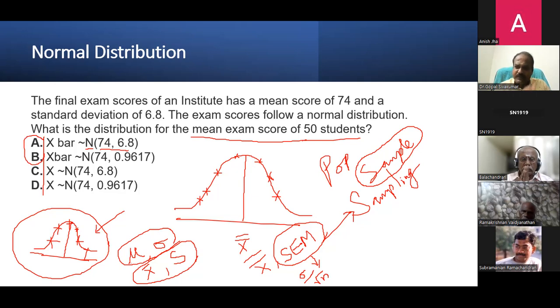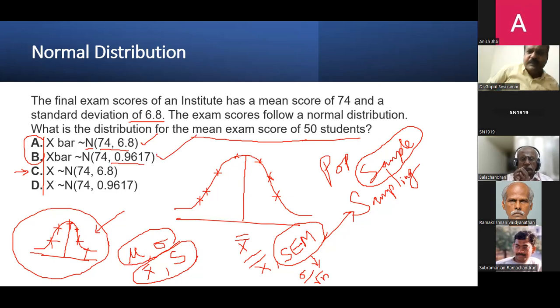Because there only x bar is represented. A means what? Look at the standard deviation. How much is it? 6.8. 6.8 means you are referring to the population, because it is given as the population standard deviation. So calculate the standard error of the mean. That will be this one. So the right answer for this question is this.